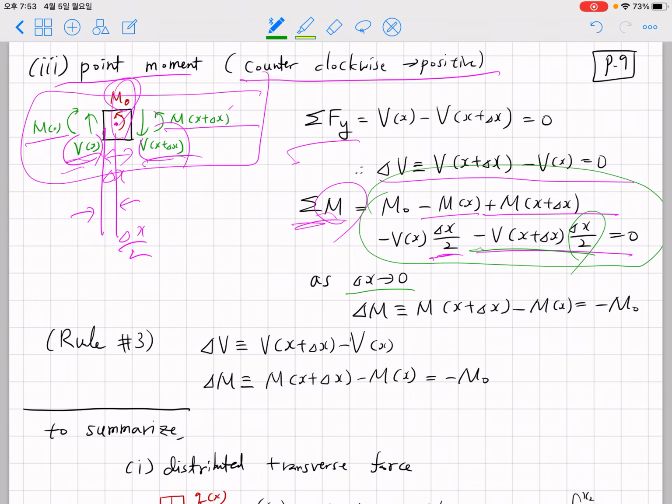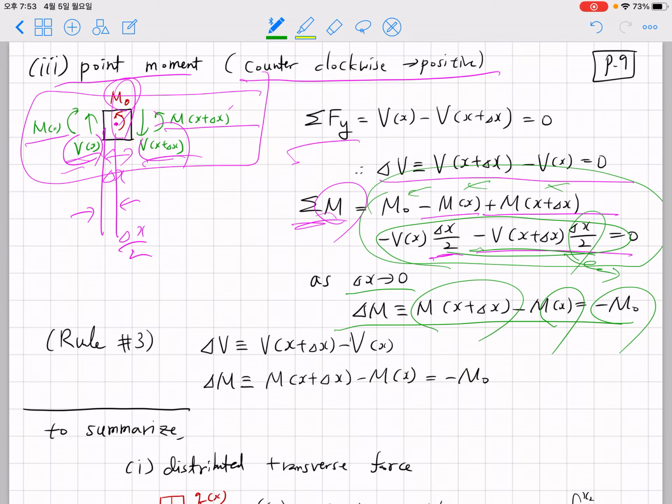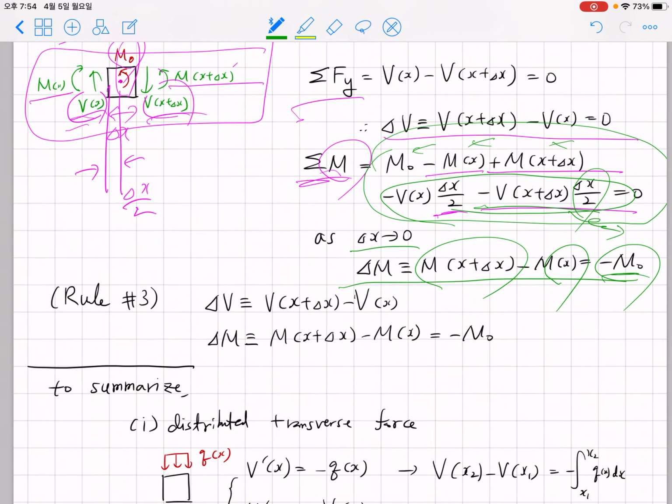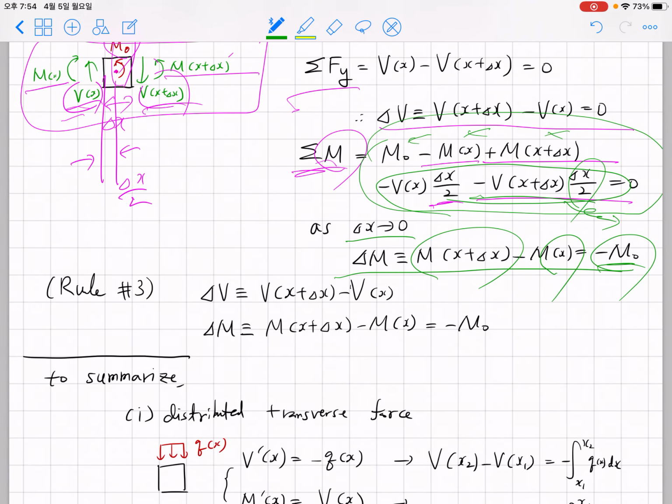As Δx goes to 0, what you can expect is that these two terms will be negligible compared to the other three terms, and ΔM must be the same as the difference between the moment right after the point moment and the moment just left of the point moment M0, and it must be the same as minus M0. So in the presence of point moment M0, you expect a jump in moment ΔM.